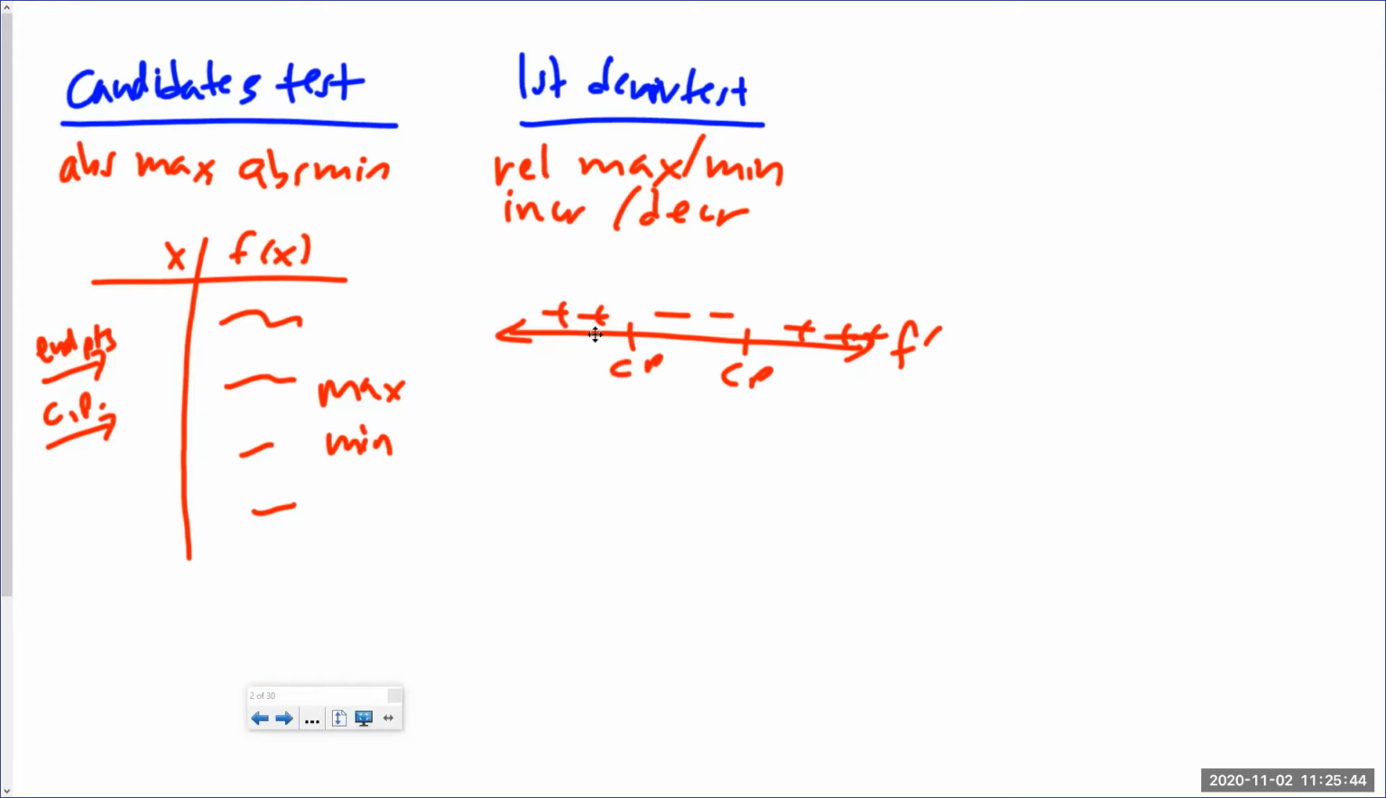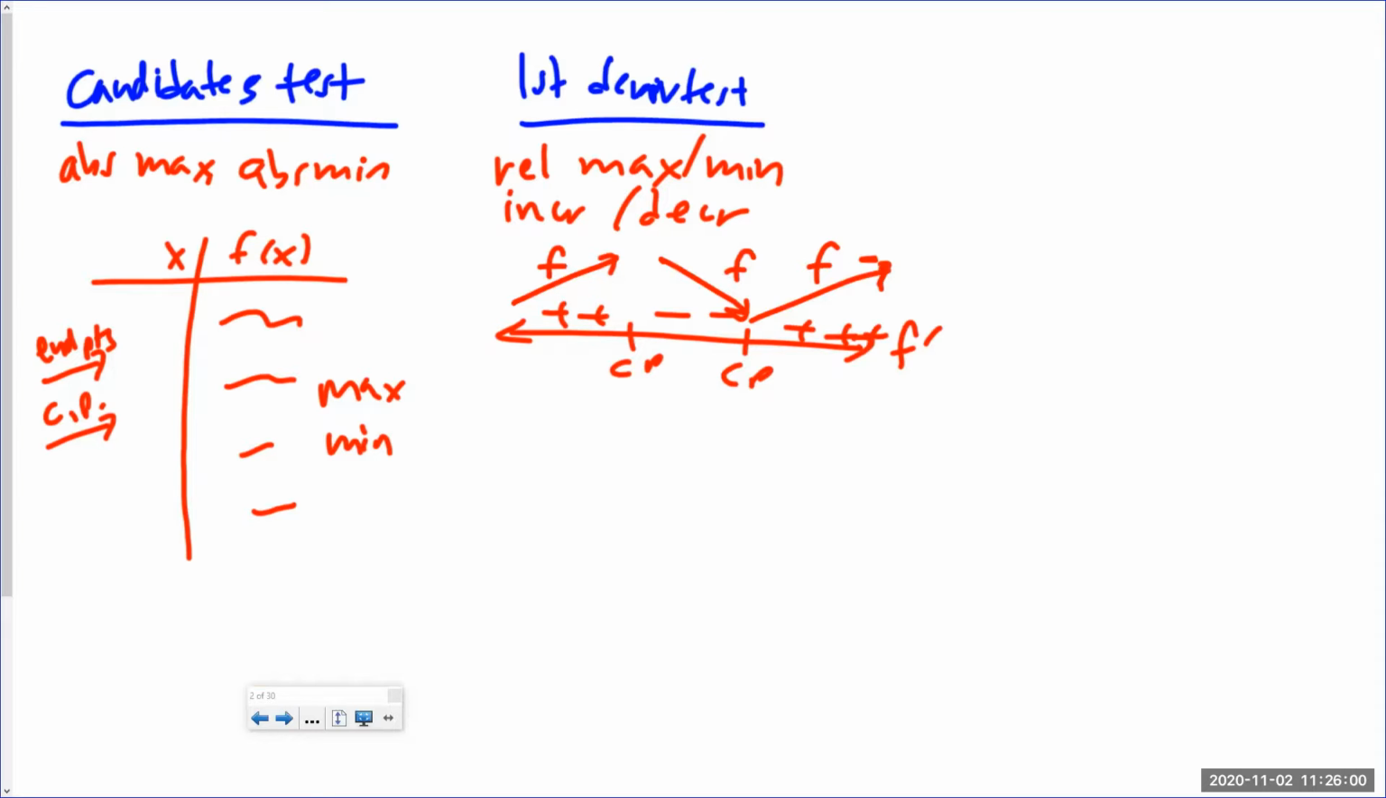You put in your critical points in here, and then you did plus, plus, plus, minus, minus, minus, plus, plus, plus. And they didn't always alternate, okay? And then you said when F prime is positive, F is increasing. When F prime is negative, F is decreasing. And when F prime is positive, F is increasing. And you could tell by the picture that you made here where you're increasing and decreasing and where your relative maxes and mins were. Okay, do you remember that?